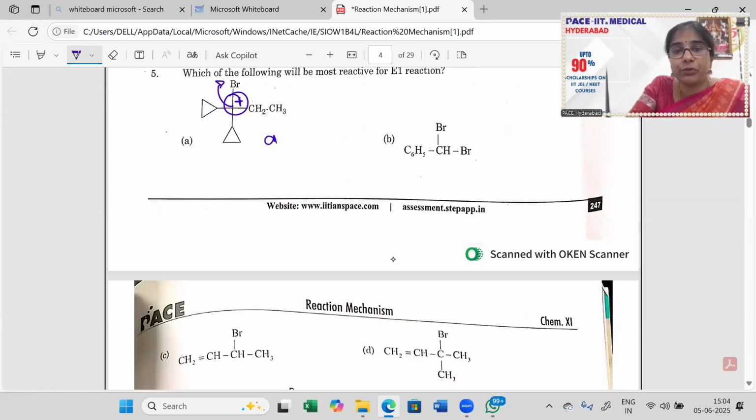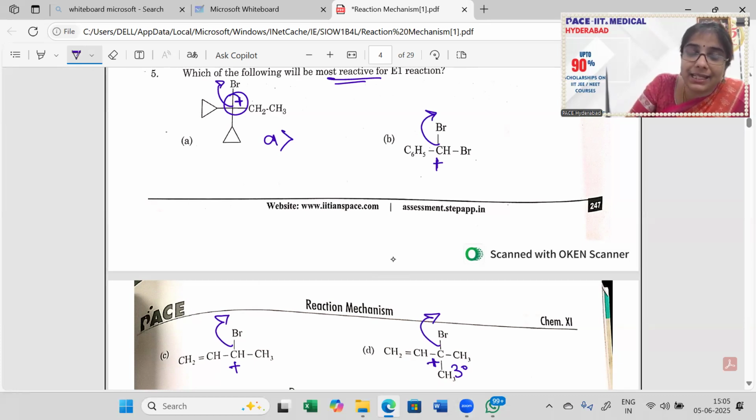So which of the following will be the most reactive? A, definitely A. Then you have, check out, Br goes out, this is positive here, and then Br goes out, this is positive, Br goes out, this is positive. Option D is 3 degree. Then you have option C as allyl, and then option B as your benzyl.